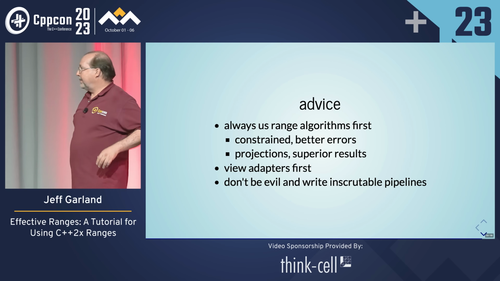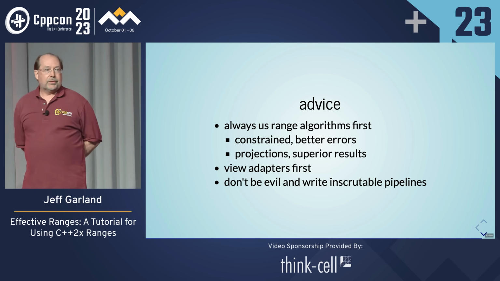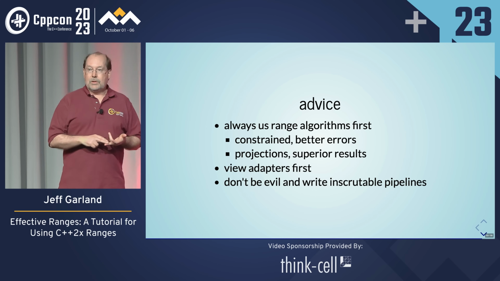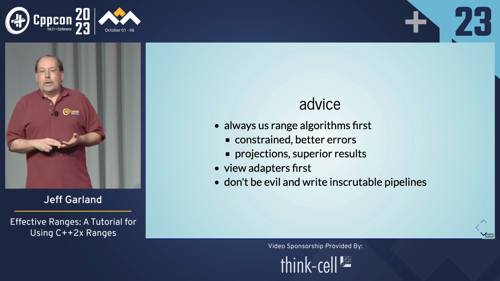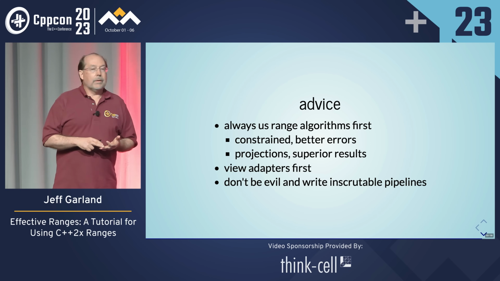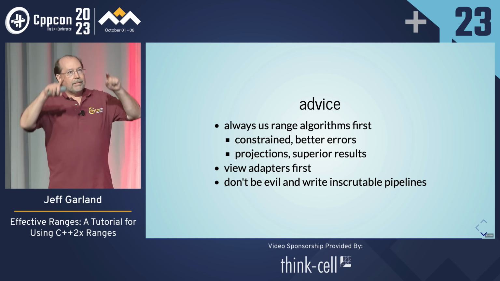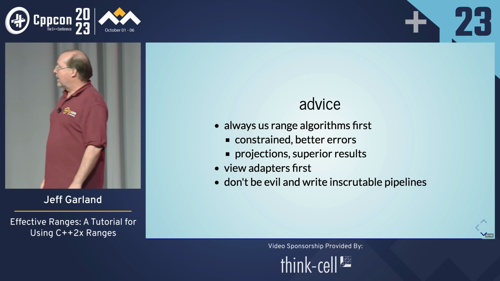So here's my advice. Always use range algorithms first. They're better constrained. They have better return values. You can use projections. You'll get better, superior results. No one can tell me there's going to be an optimization problem with those algorithms. The fact that you moved begin end into instead of writing it up here doesn't matter one bit to the compiler. It's the same thing.